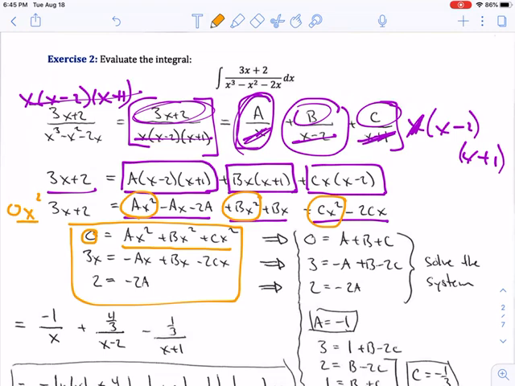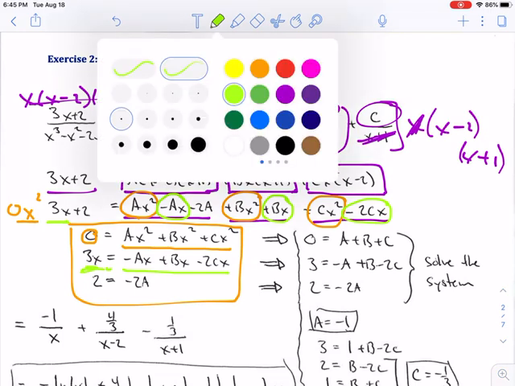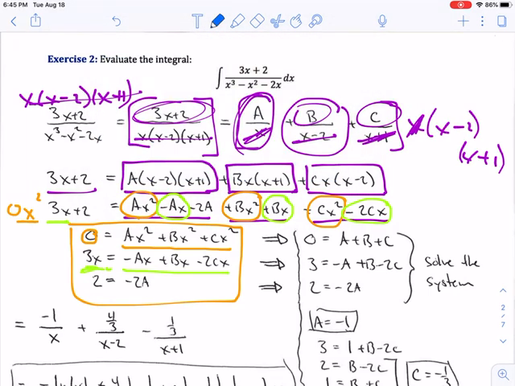I go to the next term, which, I'm going to do each of these in a different color, is 3x. So I take 3x, set it equal to all of the linear terms, because 3x is linear. So I have a negative ax, a bx, and a minus 2cx. I put those on the right-hand side of the equal sign, and I am equating the left and right-hand side linear terms. And then finally, I am equating the constants: 2 equals negative 2a, which works out real nice because that's going to make this easy to solve.